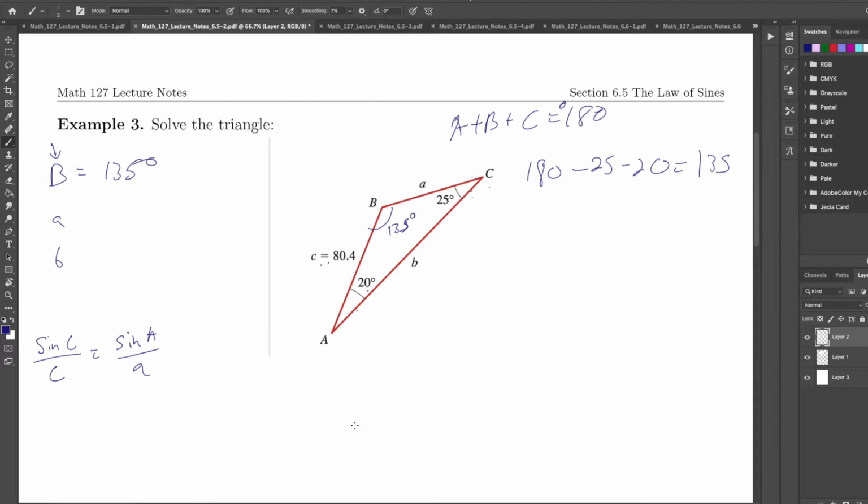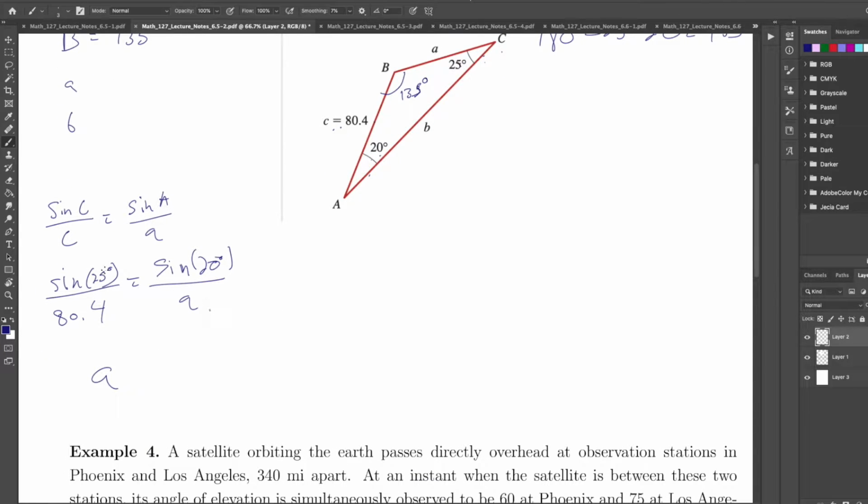Okay, so do I know what some of this stuff is? Sure, right? So the sine of C is the sine of 25 degrees over 80.4, which is equal to the sine of 20 degrees over a. We solve for a, and solving for a means I multiply this across and then flip and multiply. So I get 80.4 times the sine of 20 degrees, then I'm dividing by the sine of 25 degrees. Then from here, you just crunch it through a calculator, and you're going to get roughly 65.1, as many digits as you want to carry. So that's a rough approximation of 65.1.